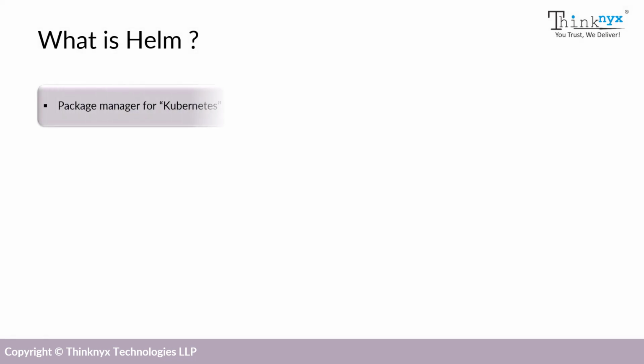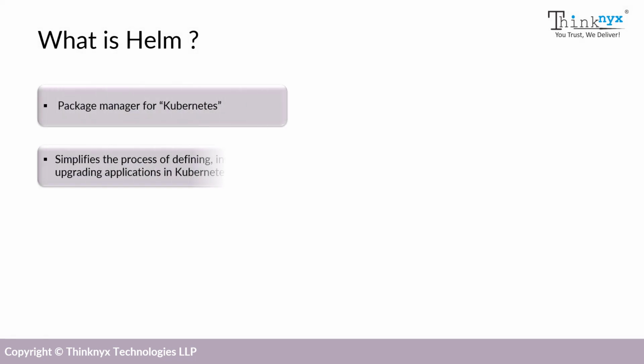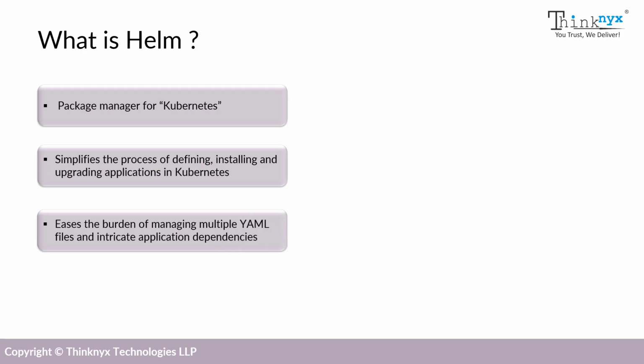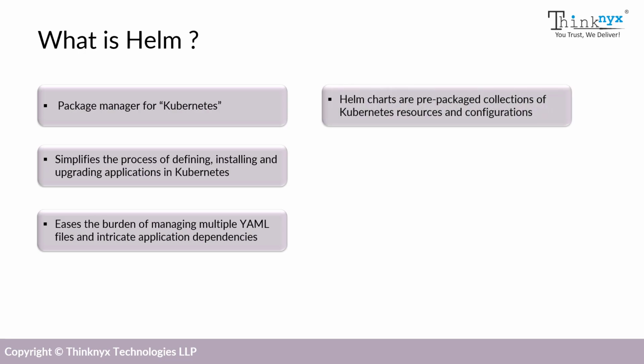Helm is a package manager for Kubernetes. It's a tool that simplifies the process of defining, installing, and upgrading applications in Kubernetes, thereby easing the burden of managing multiple YAML files and intricate application dependencies. Built on the principle of simplicity, reusability, and efficiency, Helm introduces the concept of charts, which are pre-packaged collections of Kubernetes resources and configurations. These charts, encapsulating everything from container images to configuration settings, empower users to effortlessly define, install, and upgrade applications.